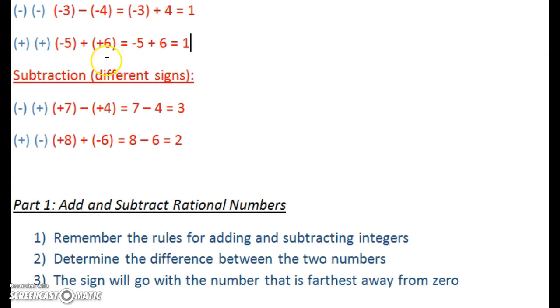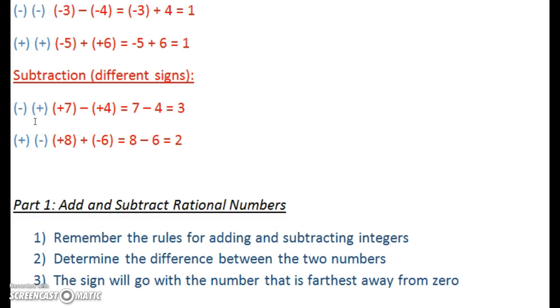With subtraction, we're going to be looking for different signs. Here, if I have a minus sign and a positive sign, we're going to subtract. Let's look at the example. Here we have +7, so we're going to start at +7 on our number line. We have a minus sign and a positive sign, so we're going to subtract. We can rewrite this as 7 minus 4 is 3.